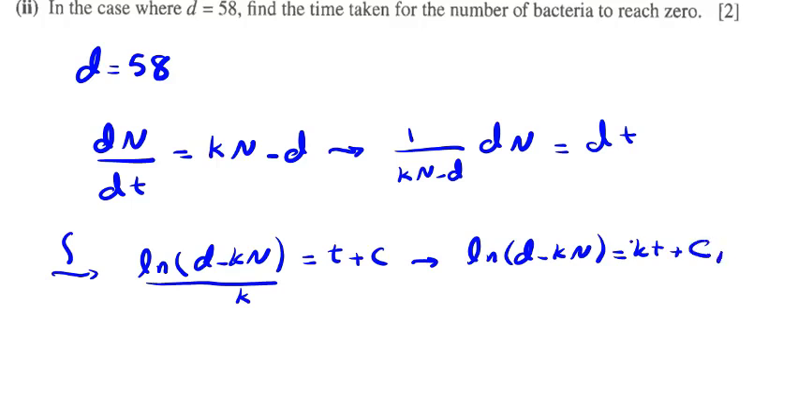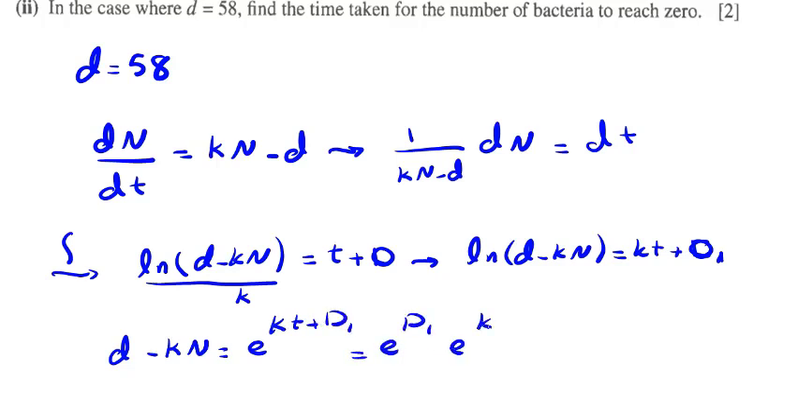You consider, for example, this c1. Here, let me write, this c1 is different from the previous one, because here the sign is different. So let me write, instead of c1, then it is d1. So if we take e to the power of them, it will be d minus kn equals e to the power of kt plus d1, which equals e to the d1 times e to the kt. You can consider e to the d1, d2, is a constant, times e to the kt.